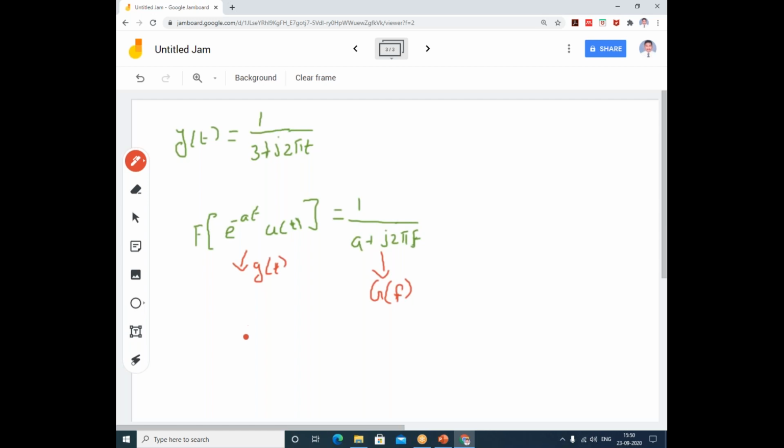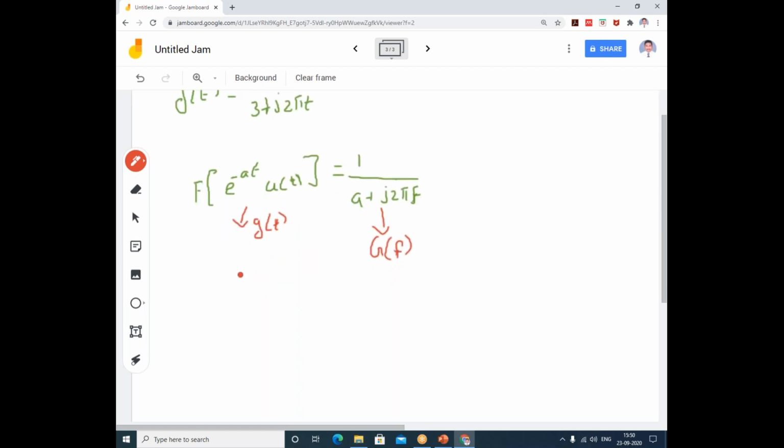But now I have to apply the duality theorem. We know the Fourier transform of g of t is capital G of f. From the duality theorem, I can write the Fourier transform of capital G of t as small g of minus f. Now please try to understand. This is very important. This is the actual Fourier transform, and this is the property of duality.